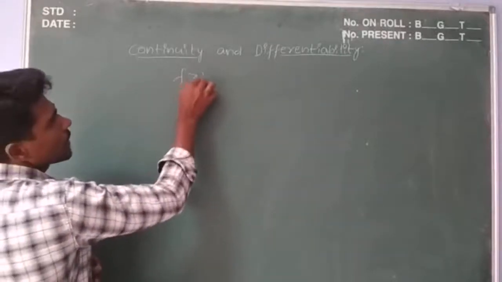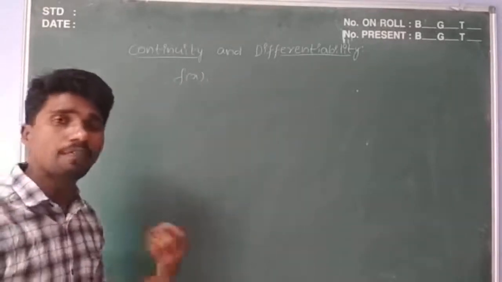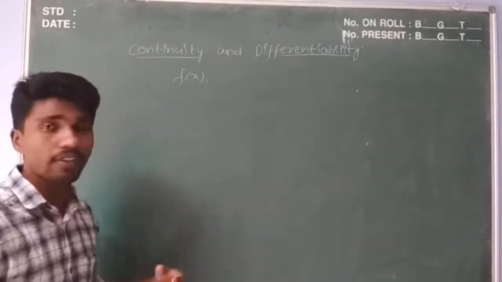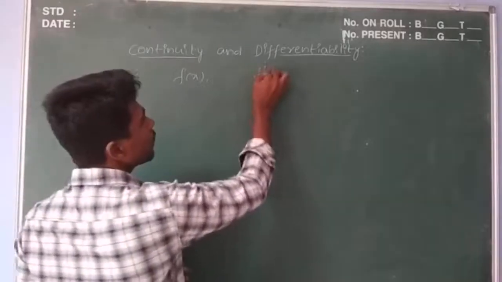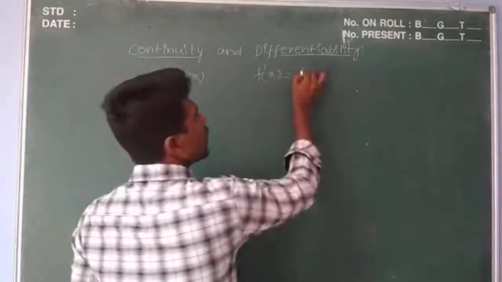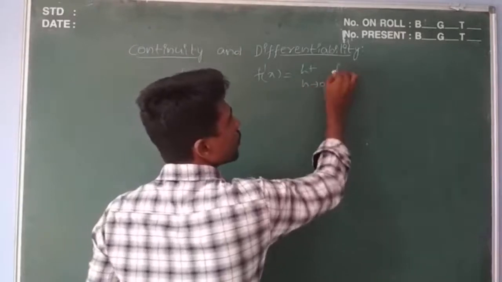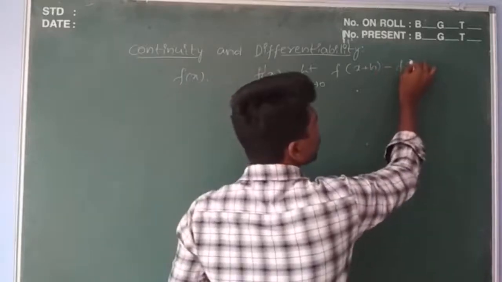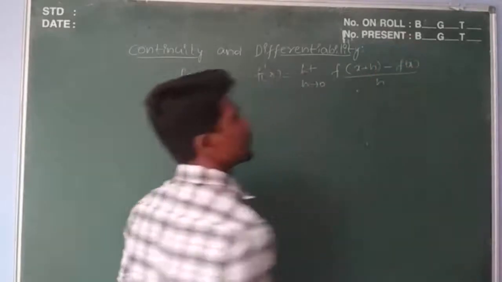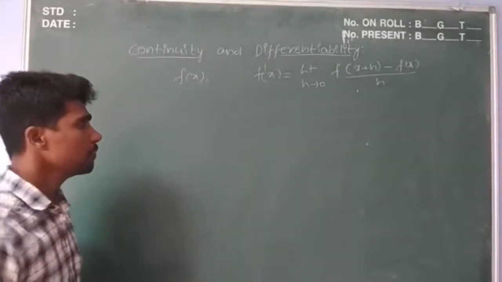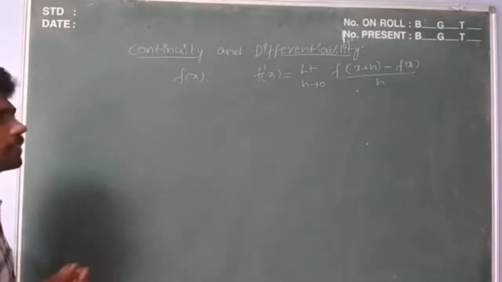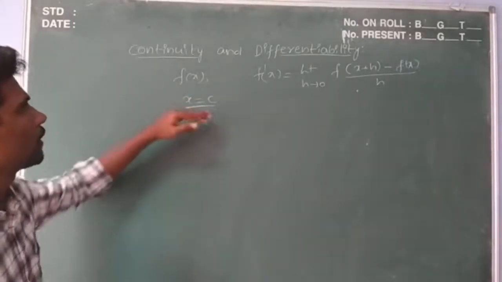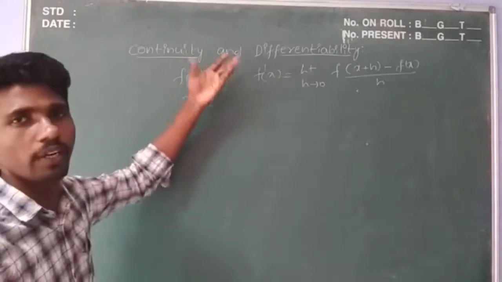If a function f of x is given, from the definition, derivative of a function in real numbers. So what we have learned in class 11, f dash of x is given as limit h tending to 0, f of x plus h minus f of x by h. So now at a particular point, let a point C which belongs to real numbers.